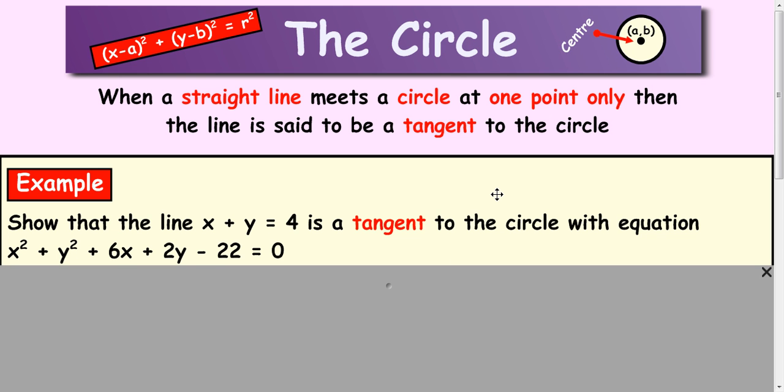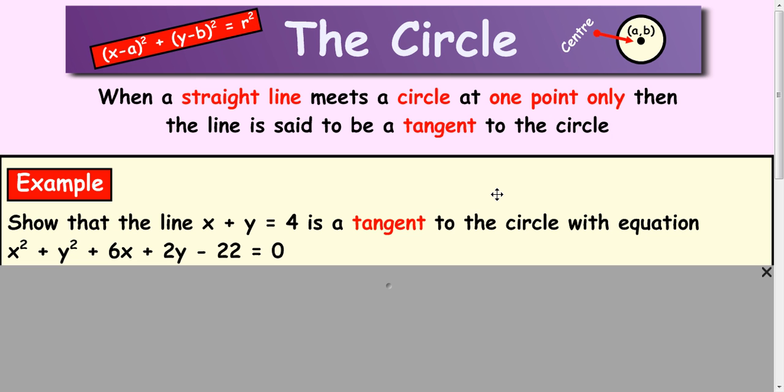In this lesson, we're going to look at tangency, and we're going to look at two techniques to prove a line is a tangent to a circle. So the first example here says show that the line x plus y equals 4 is a tangent to the circle with equation and so on.